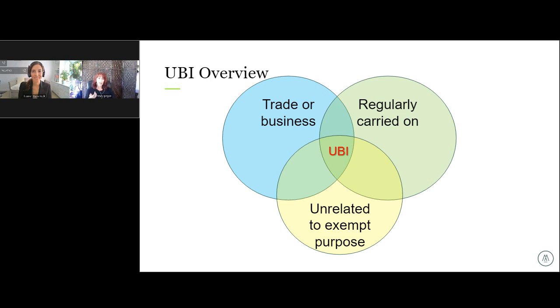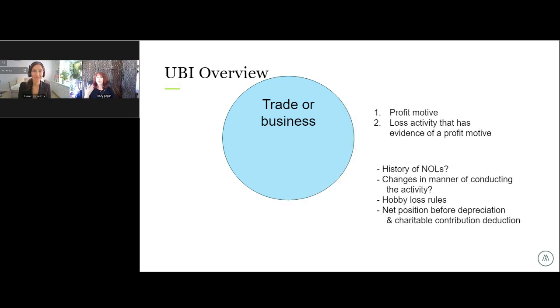So to be a trade or business, you have to have a profit motive. Now, most people would agree you're not going to go into a trade or business if you're not going to make a profit. But sometimes you have activities that generate losses year after year. And the service has said in rulings and the courts and cases that you can have losses, especially in a startup situation, or if you have other good reasons, evidence that you do have a profit motive, even though you've generated losses for a number of years. So if you do have an activity that you think could be a trade or business, but it has a history of NOLs, have you done something to change the way the program's being operated?